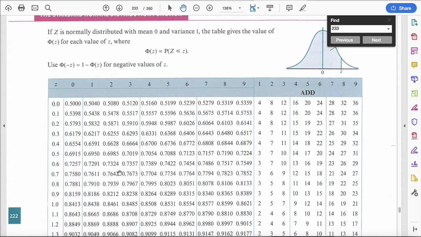So here 0.7713, here it will be 0.74 and 0.74 till here, 0.743. So 0.743. Let's go back.